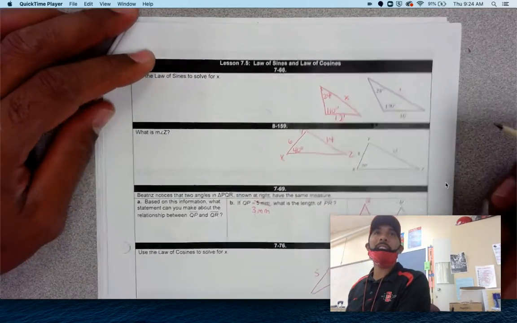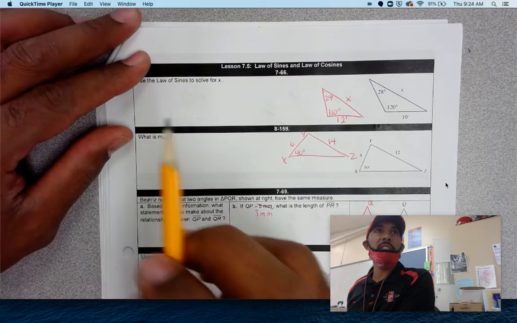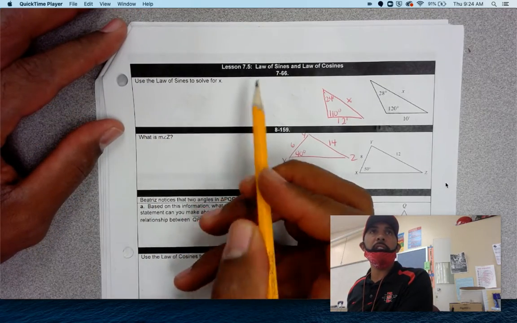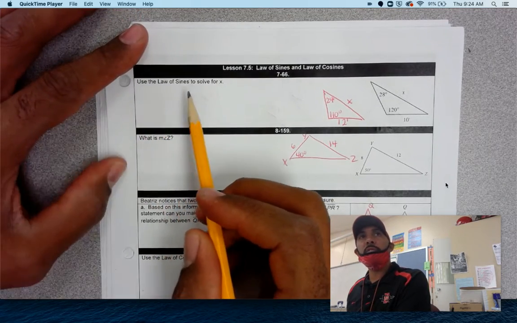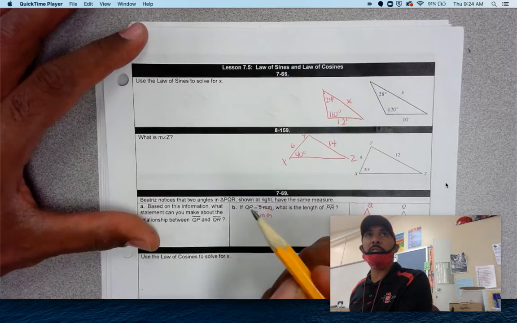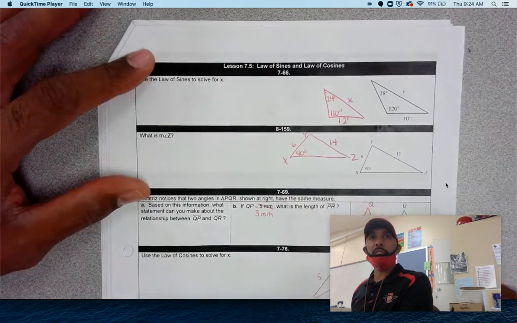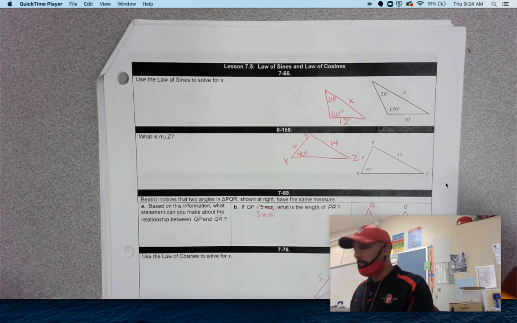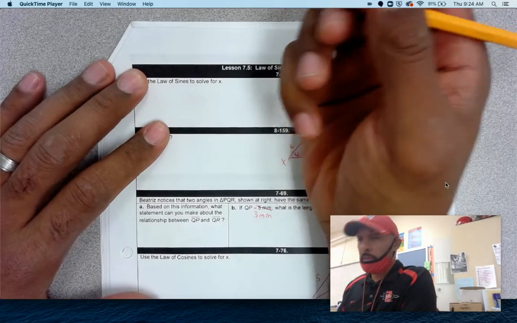Hey, all right, guys. So I'm going over law of cosines, lesson 7-5. All right, so you're going to use law of sines and cosines to solve these different triangles and look for missing sides and missing angles. So let's write down what all those are first.